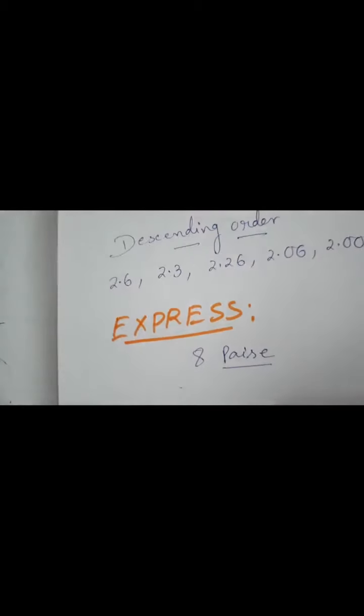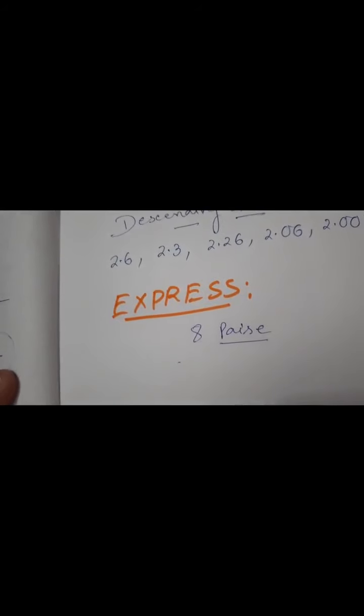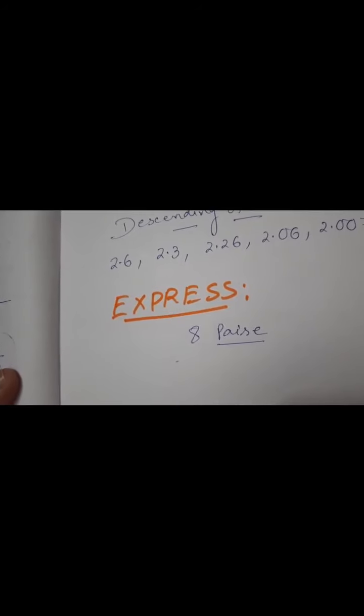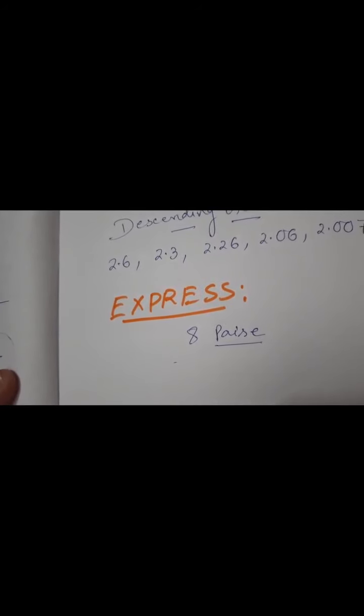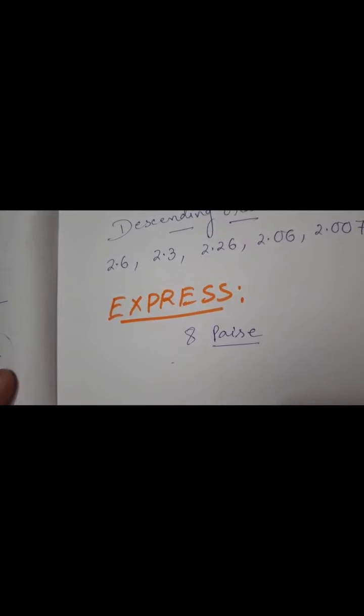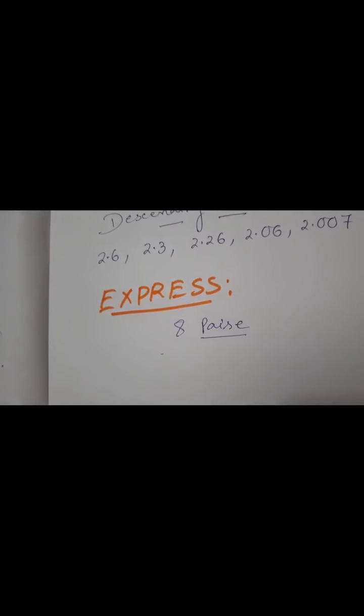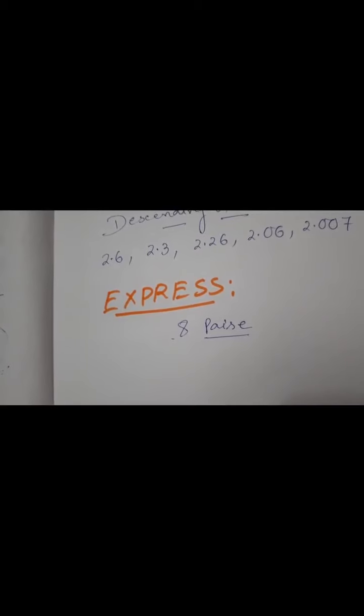Now students, we can express any paisa in rupees using decimal. Similarly, we can write other units, like meter in kilometer, and centimeter in meter, also using decimal. So first I am showing you one example. How can I express 8 paise in rupees using decimal?